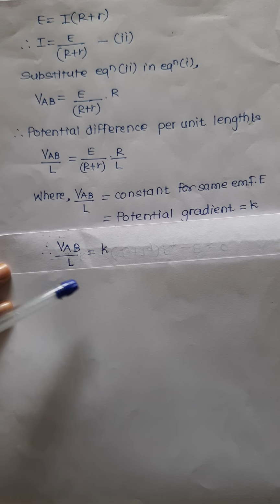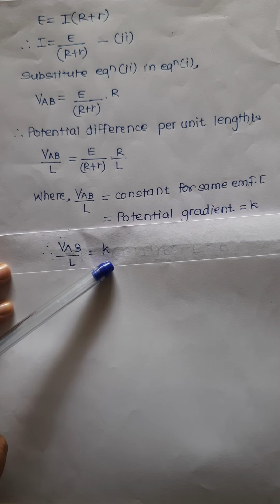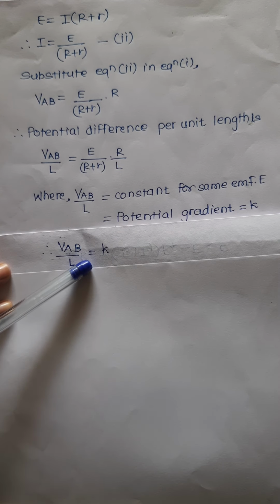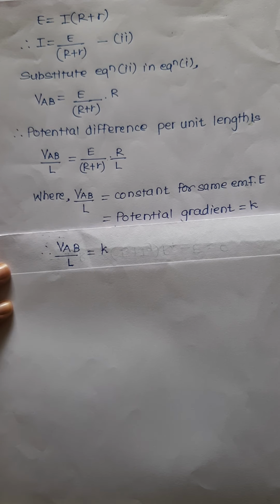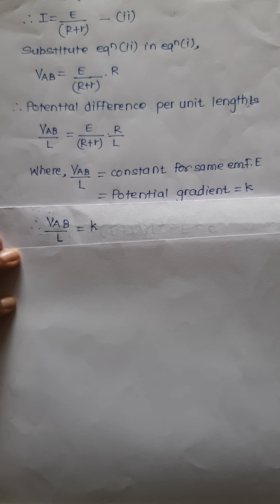So here one more physical quantity we get, potential gradient, and potential gradient is defined as potential difference between 2 points per unit length. We can write it in this way also. Now remember here, this K potential gradient is constant for given wire. If we change length of the wire, potential difference between those 2 points will also change, but this ratio will remain same. To understand it, consider one more point along length AB.